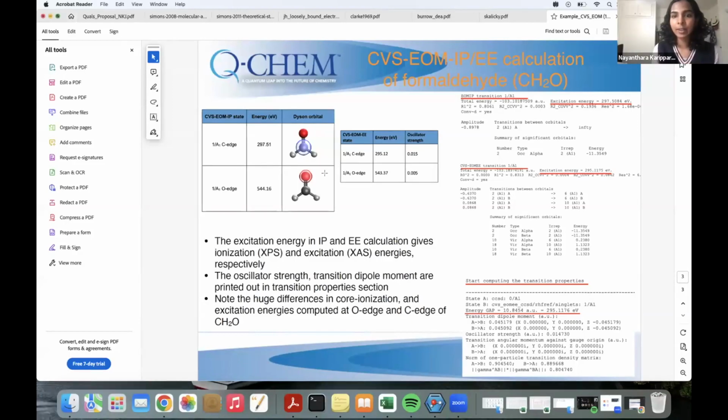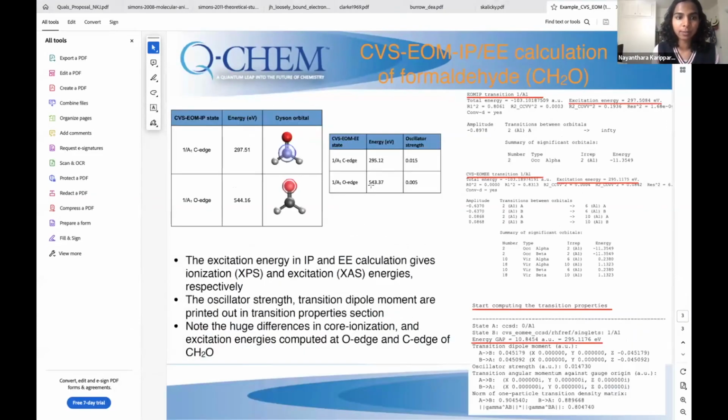Hello, so I will be explaining the results of CVS-EOM calculations. First I will explain EOM-IP, then EOM-EE for core level calculations. For EOM-IP, the thing to look at is the excitation energy, which shows the amount of energy that's required to ionize an electron from a core orbital. So here for the carbon edge, we get the excitation energy. Also here, we get the orbitals that are involved in a particular transition.